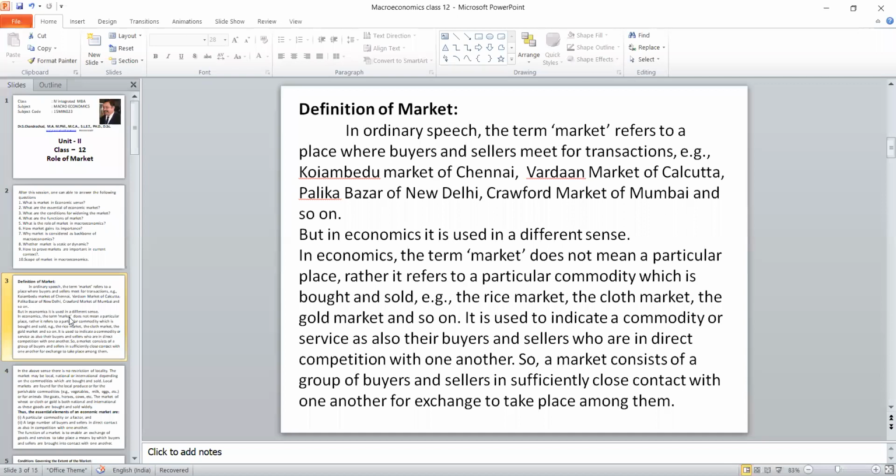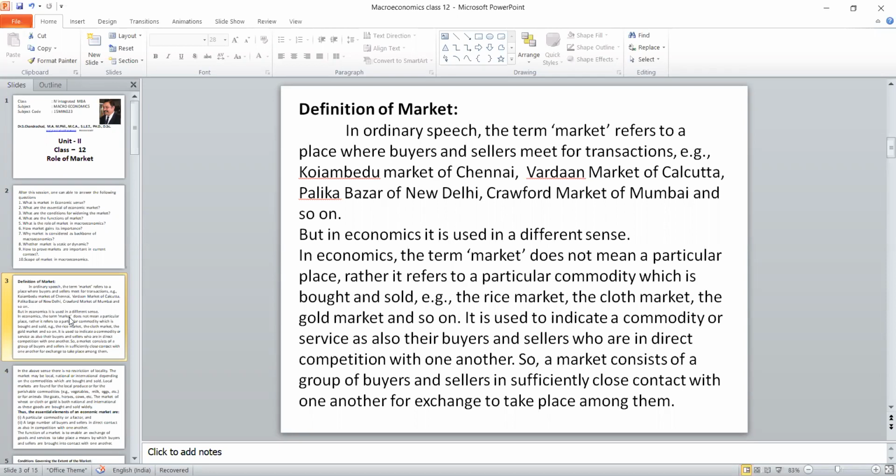In economics, the term market does not mean a particular place. Rather, it refers to a particular commodity which is bought and sold. For example, fish market, rice market, gold market, like that. So the main difference between the layman definition and the economist definition is that a layman will bother about the place where the goods are transacted, where the buyers and sellers meet. But in the economic sense, we give priority not to the place but the product.